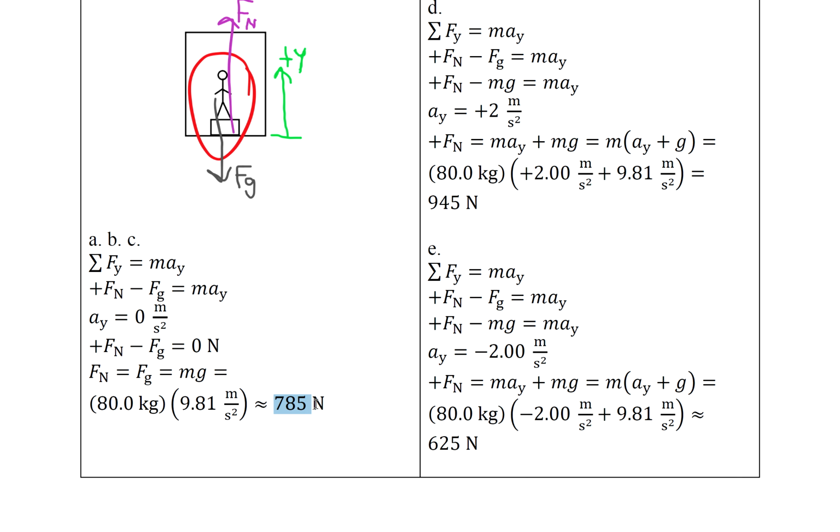So compare part A with part D. When we're at rest, the scale reads a force of 785 newtons. When we're moving up, the scale reads a number that's greater than 785 newtons. You could feel your heart go down in an elevator when you're moving upwards, accelerating upwards.